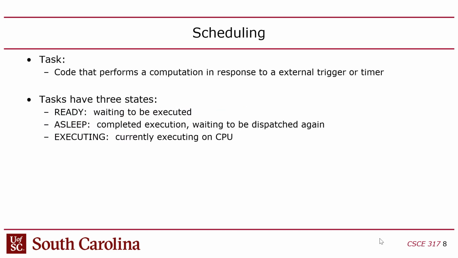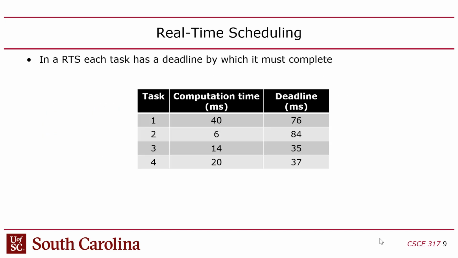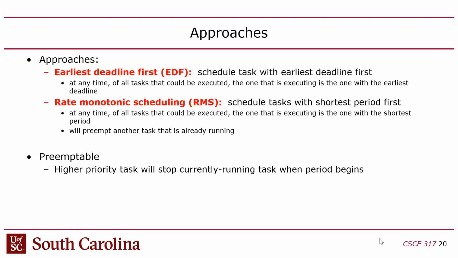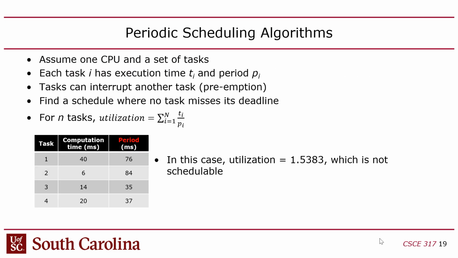Okay, so that's that. We talked about real-time scheduling. There's lots of ways you can schedule tasks. We talked about periodic. Periodic scheduling is normally also preemptive.